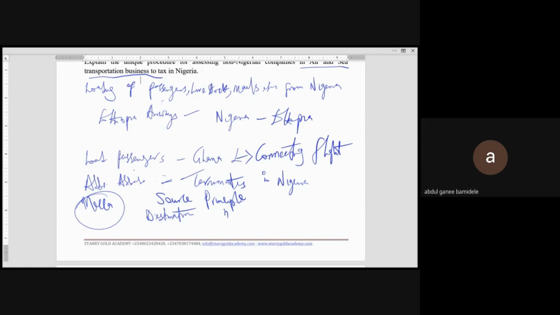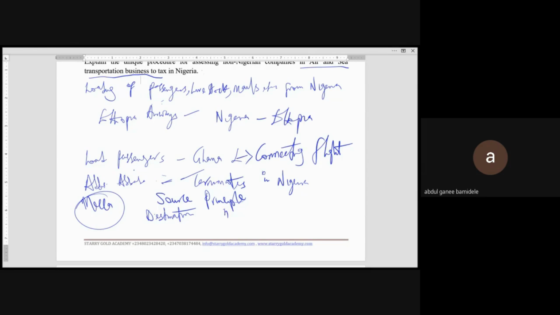So the source principle is where is the income generated from? That is what we are using here in Nigeria. Is the income accruing from Nigeria?